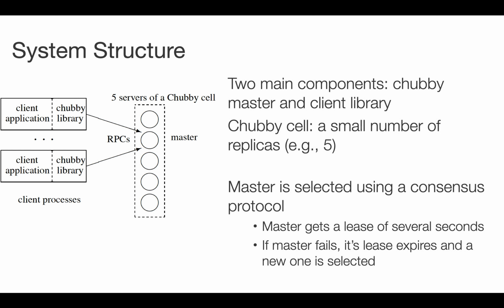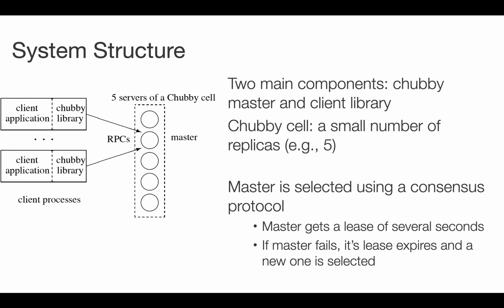A Chubby cell is made up of a small number of servers. They're called replicas. There are typically 5 replicas in a Chubby cell. They are put together to reduce the likelihood of correlated failure.